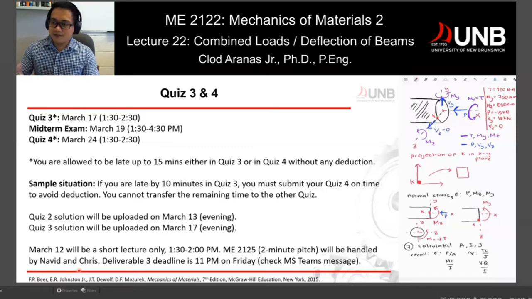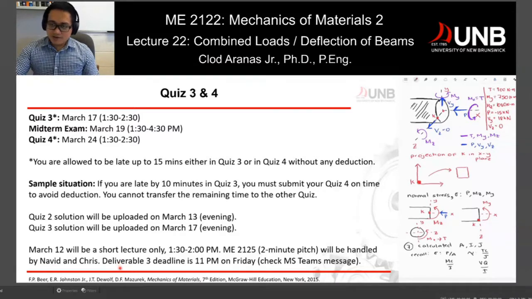But I won't be physically there. I'll just join using my phone probably. So just so you know that I won't be there in ME 2125. I know not all of you are enrolled in ME 2125, but this is just to let you know that your TAs will check the attendance and will facilitate the 2-minute pitch.